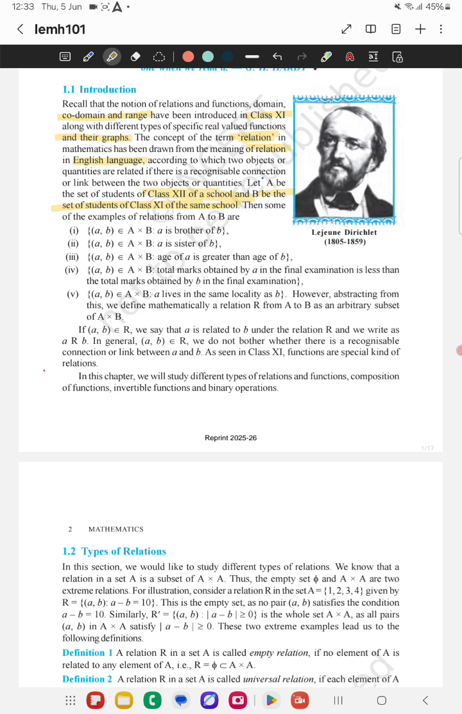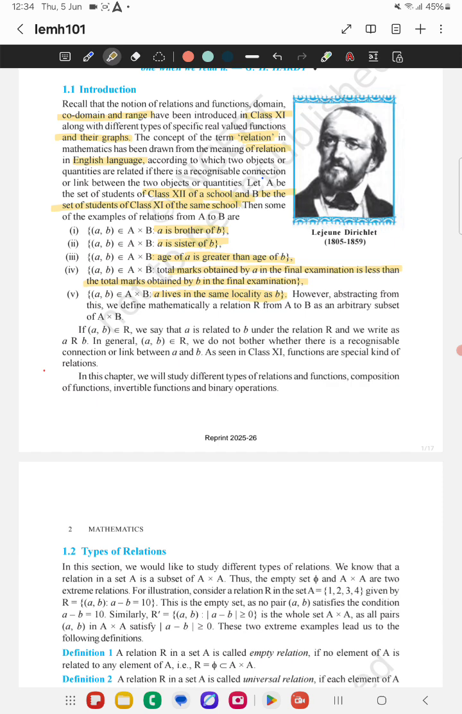Then some examples of the relation can be: A is a brother of B. You can say the two elements are related with the relation that A is a brother of B. Then A is a sister of B. Age of A is greater than age of B. Total marks obtained by A in the final examination is less than the total marks obtained by B in the final examination. Then A and B live in the same locality, and so on. We can make different types of relations.